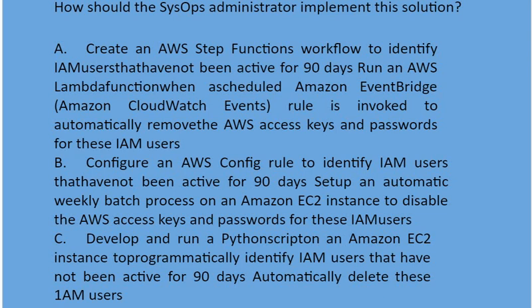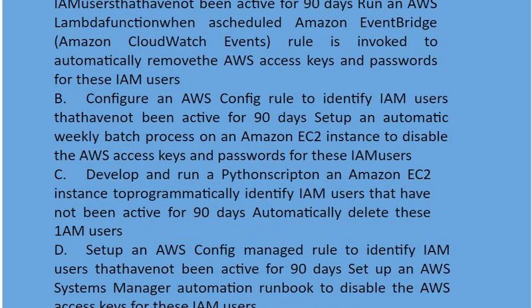Option B, configure an AWS Config rule to identify IAM users that have not been active for 90 days. Set up an automatic weekly batch process on an Amazon EC2 instance to disable the AWS access keys and passwords for these IAM users. Option C, develop and run a Python script on an Amazon EC2 instance to programmatically identify IAM users that have not been active for 90 days. Automatically delete these IAM users.